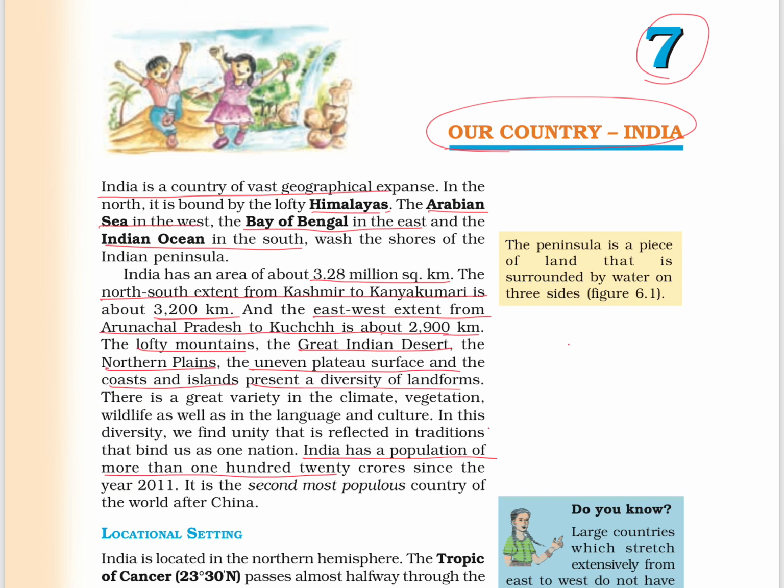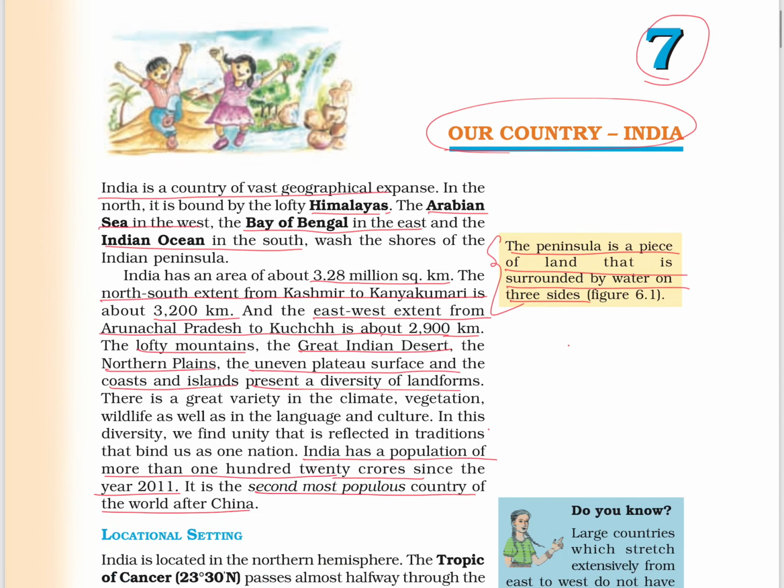India has a population of more than 120 crores since the year 2011. It is the second most populous country of the world after China. So here you can see a definition of peninsula. The peninsula is a piece of land that is surrounded by water on three sides.